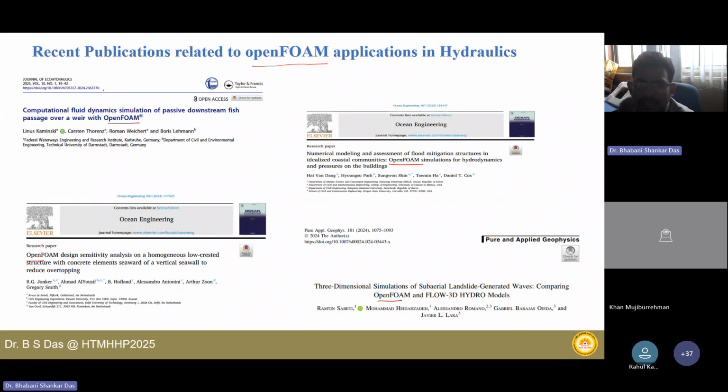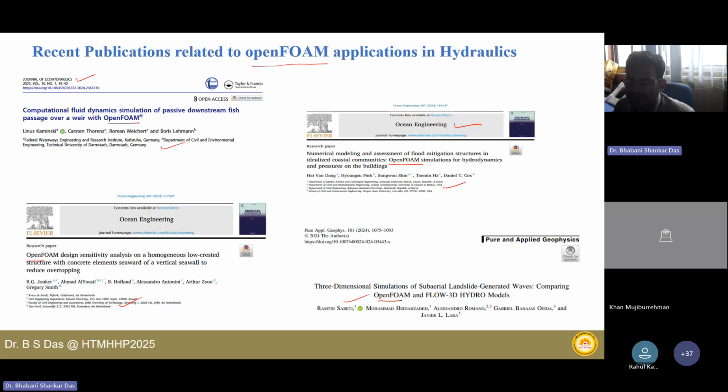In the Journal of Ecohydraulics, Ocean Engineering, Pure and Applied Geophysics, and several journals in the last 5 years, you can see many water resource related problems can be solved using OpenFOAM. From the USA, Germany, Netherlands, and some from the Middle East, they are also working there. But from India, very few IITs, NITs, or state and private universities are working in this domain.